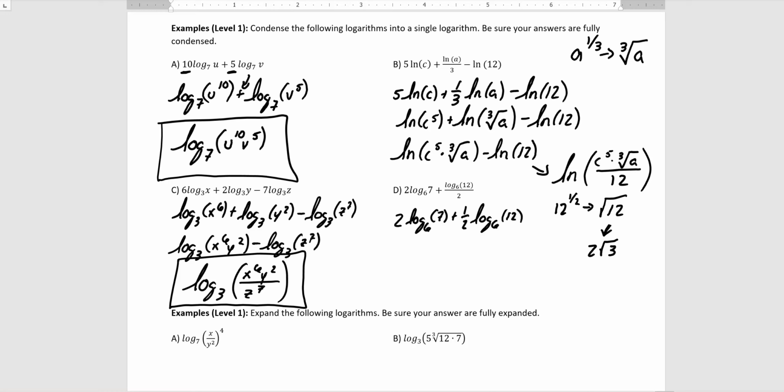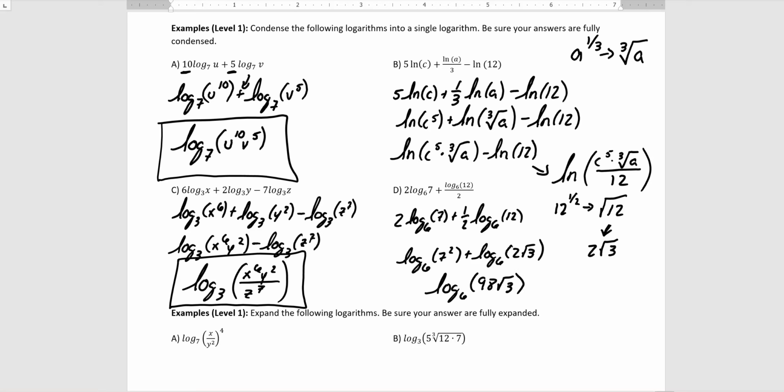No need for plus or minus here. Log, it's got to be positive, right? Argument has to be positive. So I'm going to say log base 6 of 7 squared. Let's see. Plus log base 6 of 2 root 3. Now if I'm multiplying, 7 squared is 49, all right? 49 times 2 is going to become 98, so this will become log base 6 of 98 root 3.